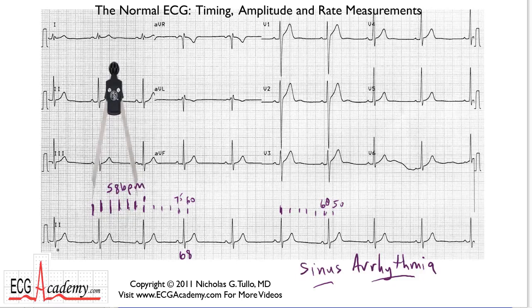Okay, so this first beat is 58 beats per minute, but there's a normal degree of sinus arrhythmia such that sometimes it's at 68 and sometimes it's down to 55 and so on. So that is your basic approach to determining heart rate.